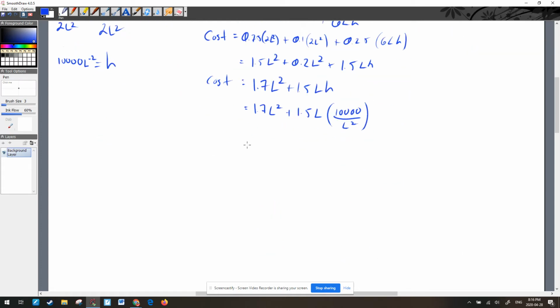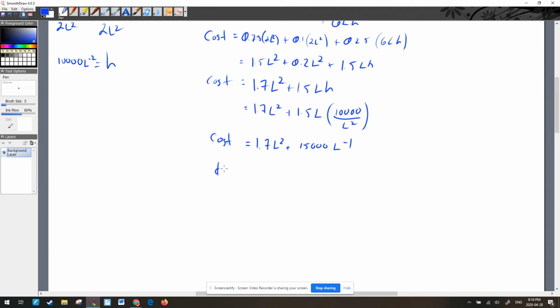So this is going to be 1.7L squared plus 1.5 times 10,000, which is 15,000. That L is going to go with that L, so it's over L, or L to the negative 1. And that is what the cost is equal to. So now we have what we're trying to optimize in terms of just one variable. So now I can differentiate. In theory, it's dcost by dL, or cost prime.